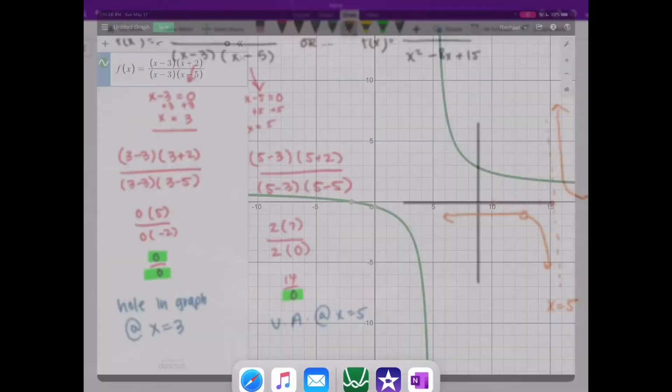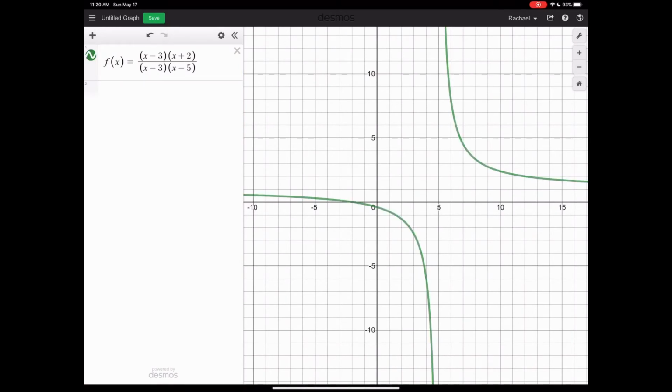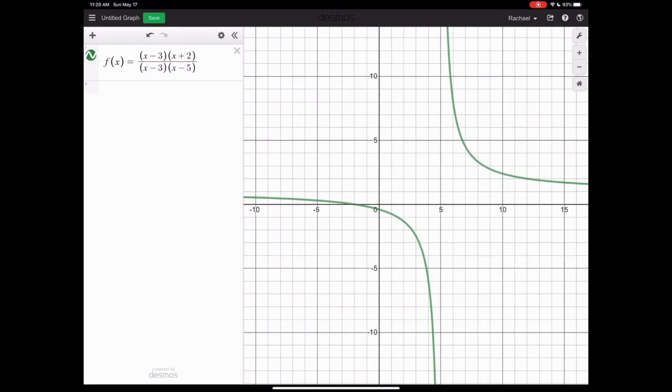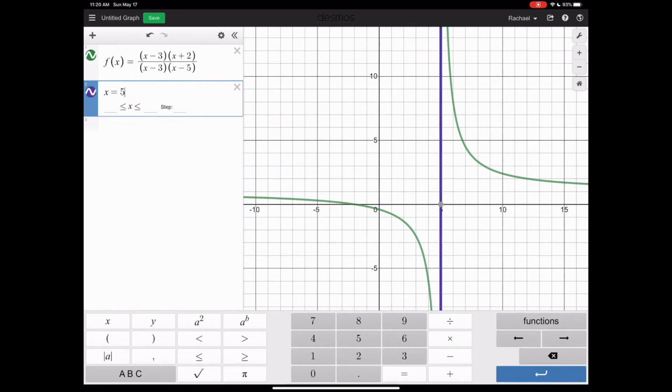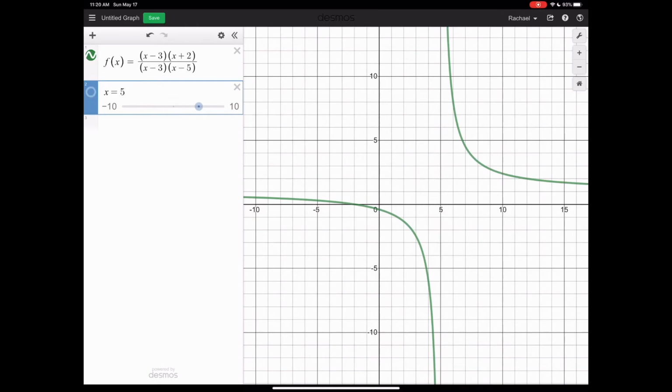Let's take a look at what this looks like on Desmos. Here I have my function graphed in green, and I know we just decided that there was a vertical asymptote at x equals 5, so there is my line. I'm going to put that on and off so you see exactly where that is, all right? So there's my vertical asymptote at x equals 5. And since we have these factors of x minus 3 and x minus 3 on the top and the bottom, that should mean that there is a hole in the function where, come on, stop it. There it is.